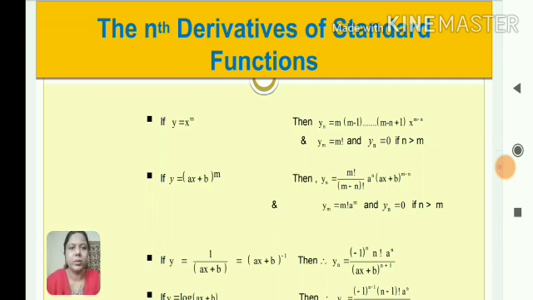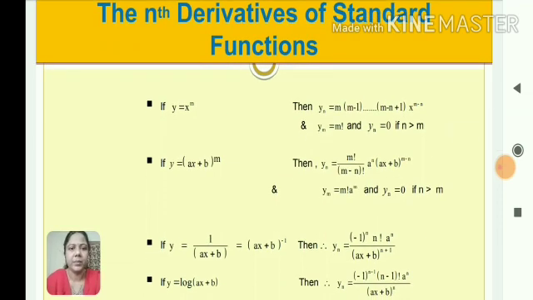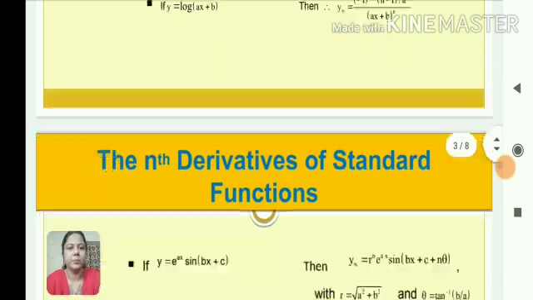Here, if y is x raised to m, then we have this formula that yn is m into m minus 1, up to m minus n plus 1, x raised to m minus n; and yn for n equal to m is m factorial. Then if y is (ax plus b) raised to m, then yn is m factorial upon m minus n factorial, a raised to n, (ax plus b) raised to m minus n. And here is the important formula, ym is equal to m factorial a raised to m. Then for 1 upon (ax plus b), yn is (minus 1) raised to n, n factorial, a raised to n upon (ax plus b) raised to n plus 1. For log (ax plus b), we have yn is (minus 1) raised to n minus 1, (n minus 1) factorial, a raised to n, upon (ax plus b) raised to n.